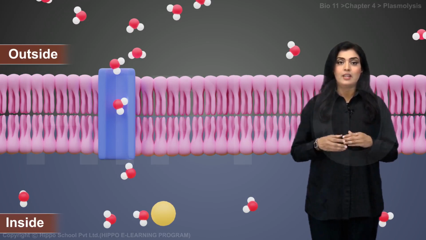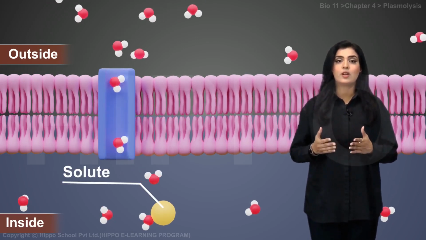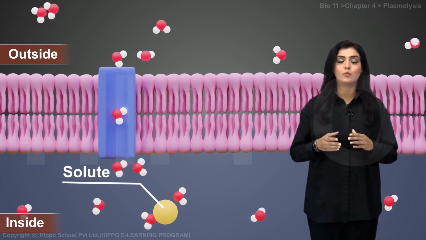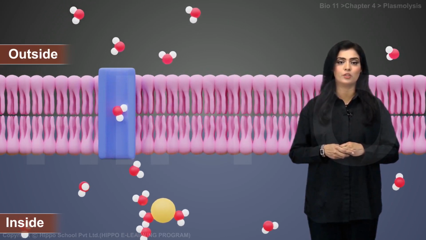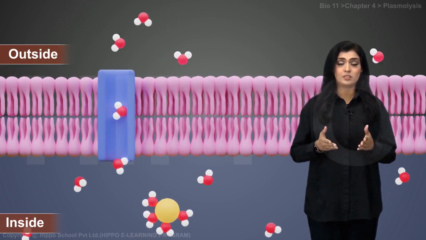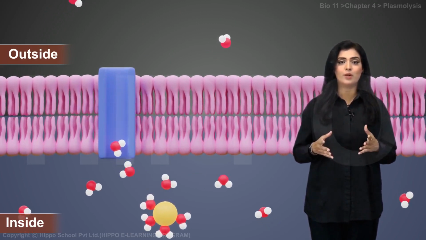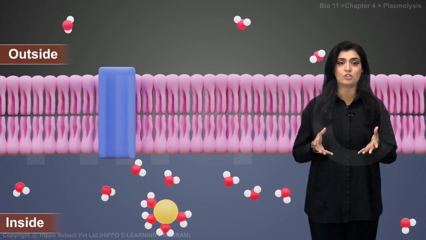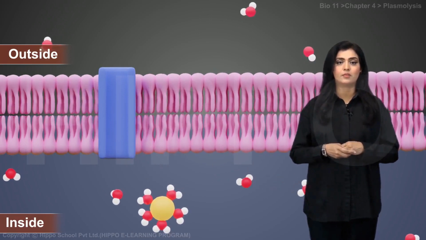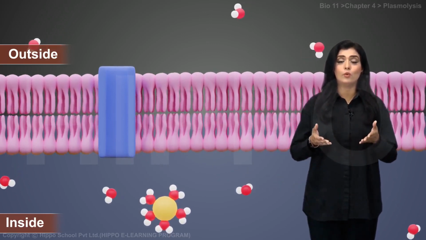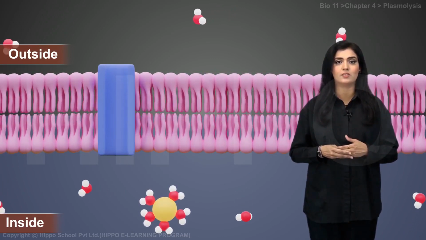Now, the solutes present inside the cell interact with the water molecules, and the water forms hydration shells around the charged solute molecules. As you can see, when the higher solute concentration is bound by the water molecules in hydration shells, there are fewer free water molecules inside. Thus, the water flows from outside to inside the cell across the concentration gradient.